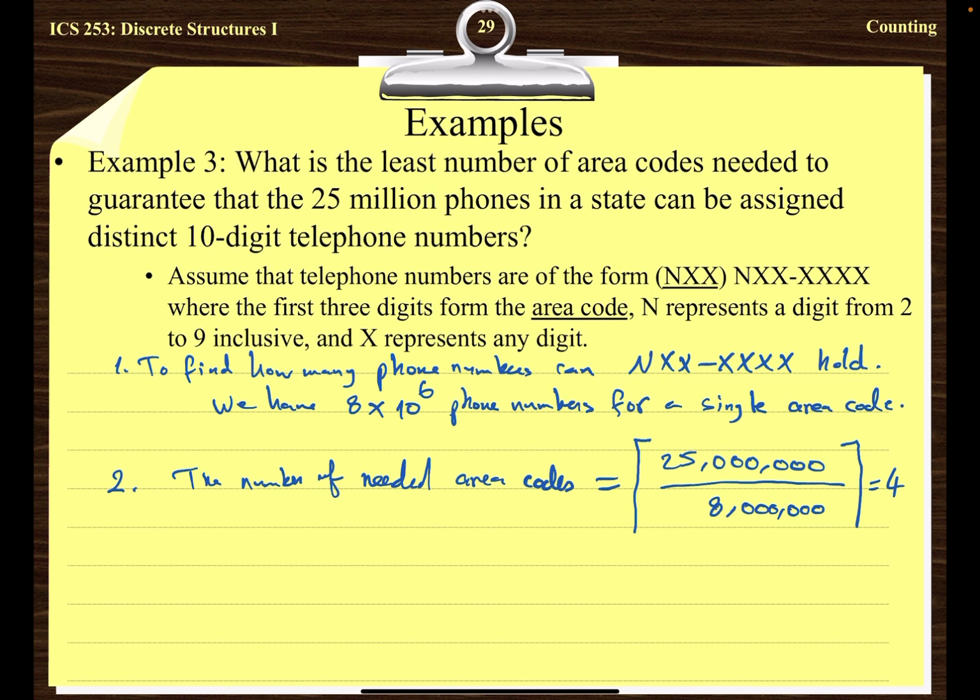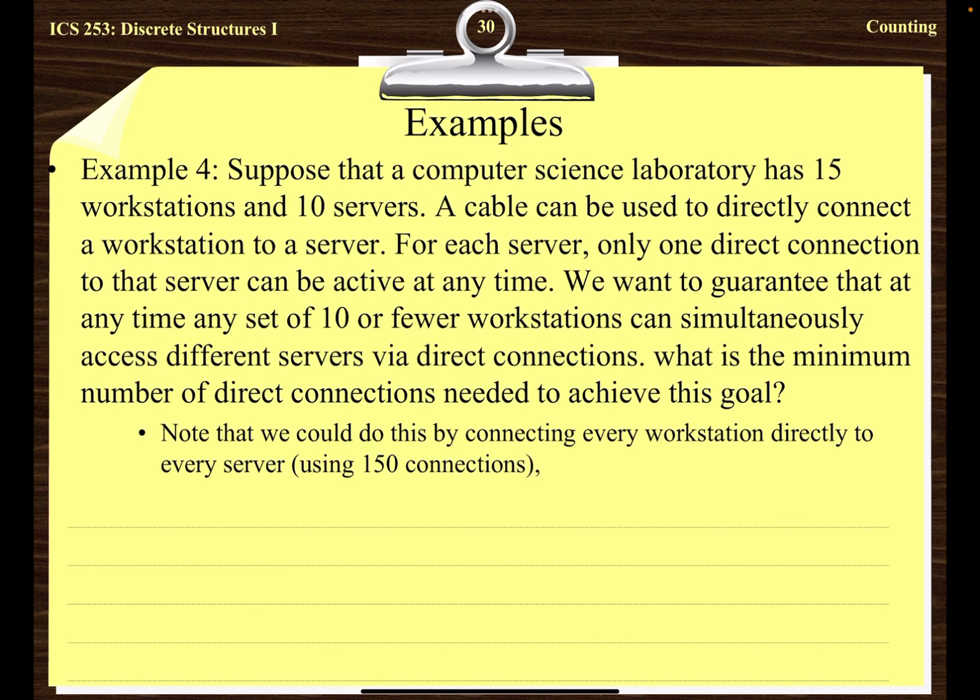Okay, let's take another interesting example. Please pay attention. If we pay attention and we finish this quickly, we might leave early, okay? Otherwise, we're going to spend the 50 minutes.